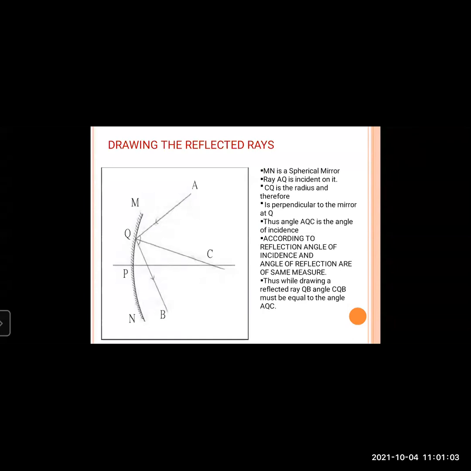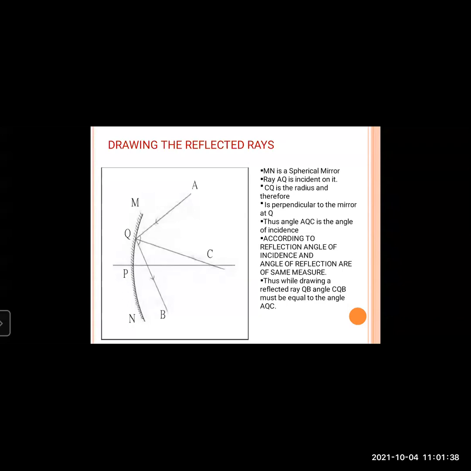Ray AQ is incident on it. CQ is the radius, and therefore is perpendicular to the mirror at Q. Whatever terms we have studied, we are applying all these terms, that is the center of curvature, the principal axis, the focus, on this diagram. This is the actual spherical mirror in which we are studying all the rays.